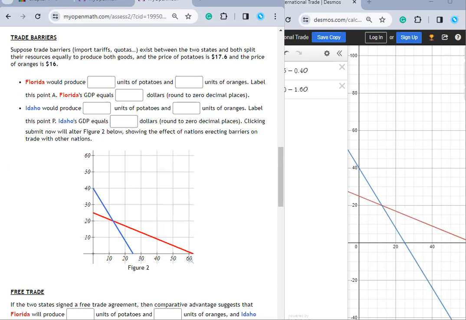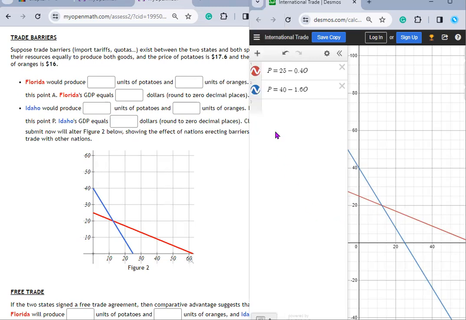To make it easy, we're going to split the resources 50-50 within both nations. So half the resources will go to the production of potatoes in these nations, and half the resources will go to the production of oranges. We're also going to assume and hold the prices of potatoes and oranges constant. We're going to hold the price of potatoes constant at $17.06, and the price of oranges constant at $16. Okay. Now, under trade barriers, what's going to happen?